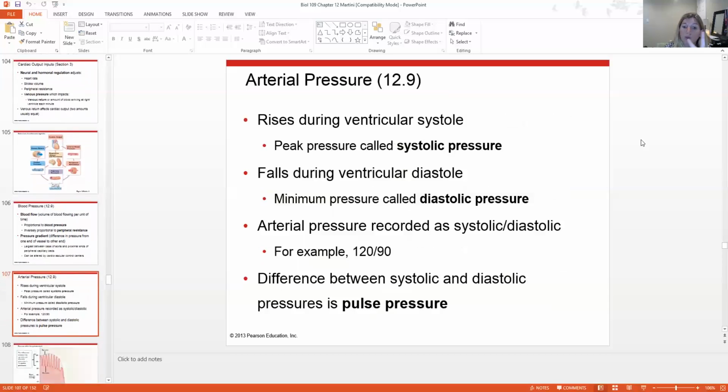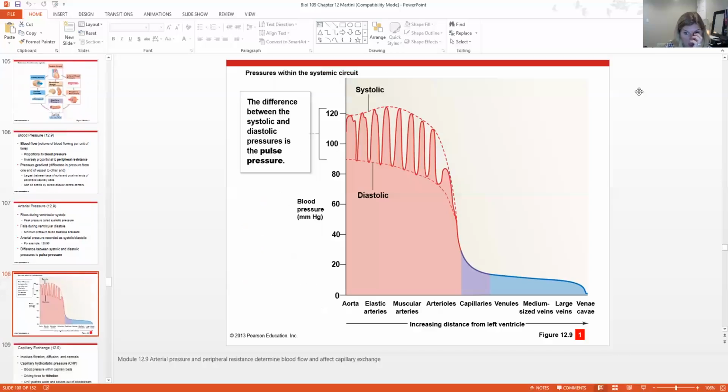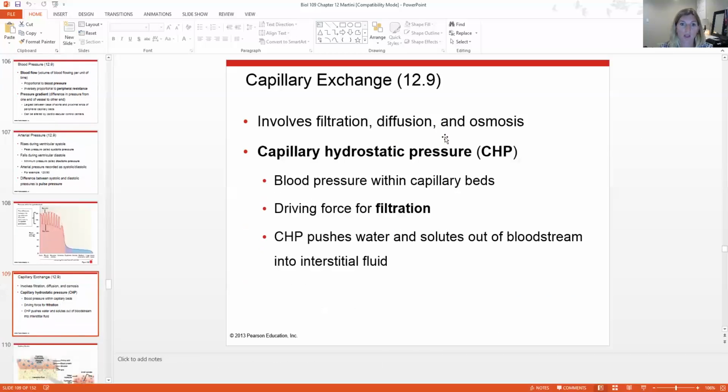The difference between your systolic and diastolic pressures is called your pulse pressure. It should be around 100. So here again, you see the blood pressure close to your aorta, and then as you get further and further away from your aorta, the blood pressure goes down, and you're no longer able to feel that pulse pressure, the systolic and diastolic pressures from the ventricular contractions.